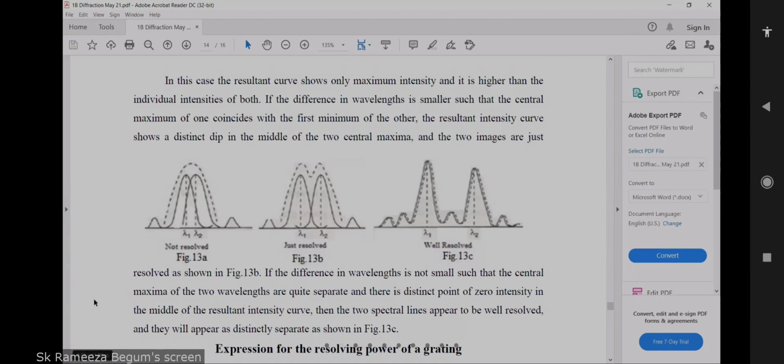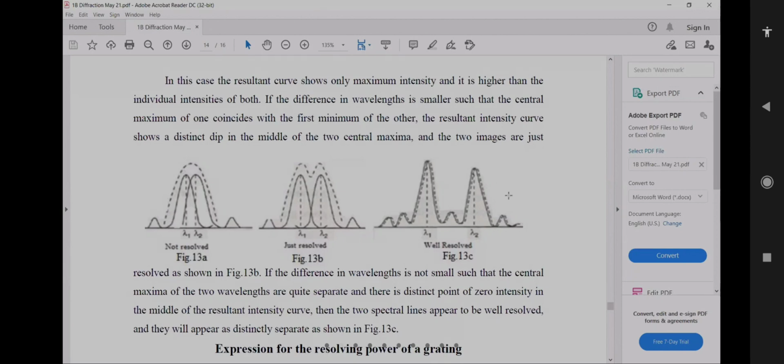So see this diagram. If the difference in wavelengths is not small, such that the central maxima of the two wavelengths are quite separate, and there is a distinct point of zero intensity in the middle of the resultant intensity curve, then the two spectral lines appear to be well resolved and they will appear distinctly separate as shown in the figure.